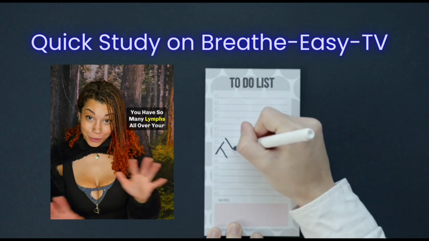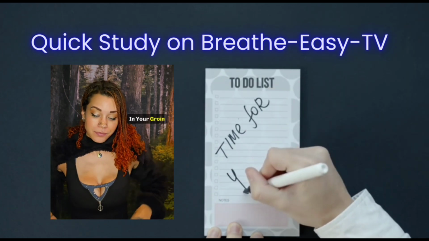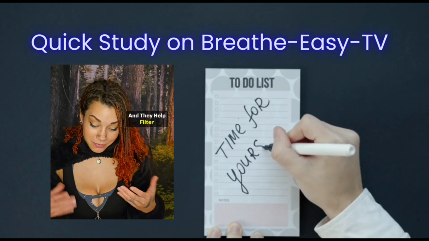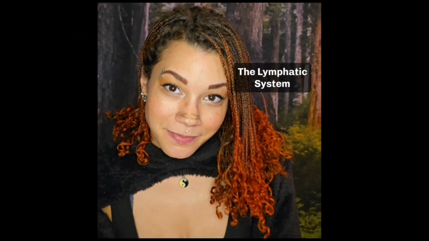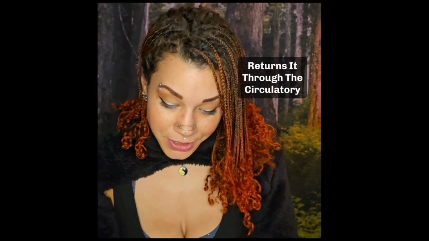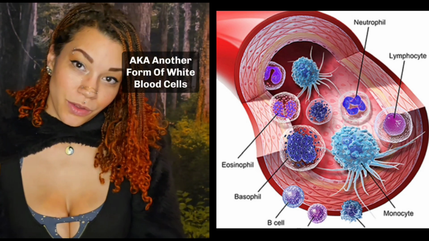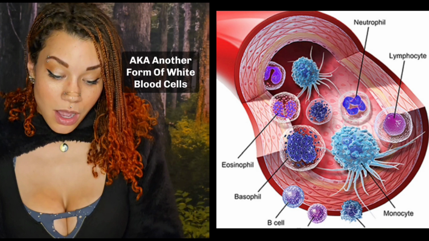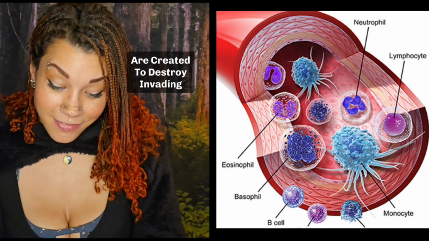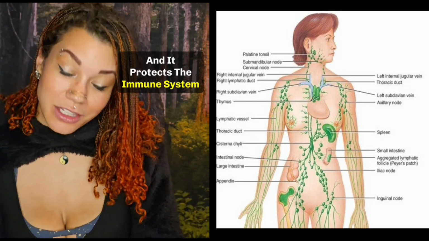You have so many lymph nodes all over your body. A lot of them are in your armpits and in your groin, and they help filter the lymphatic system. It collects fluid through the body and returns it through the circulatory system using the veins. Lymphocytes, another form of white blood cells, are created to destroy invading microorganisms, and it protects the immune system.